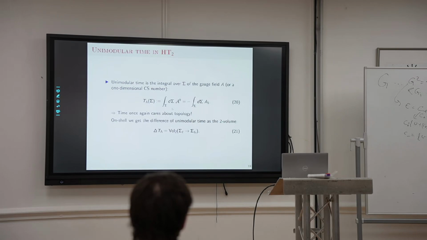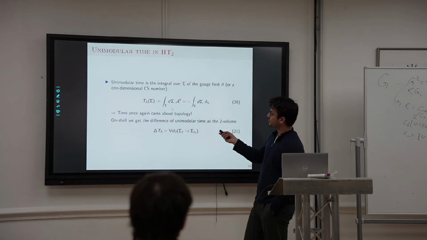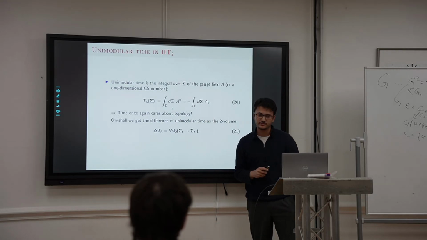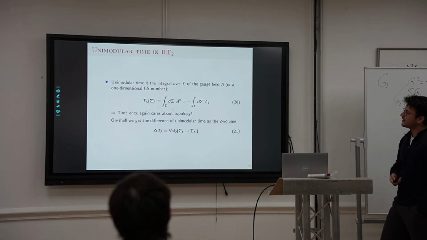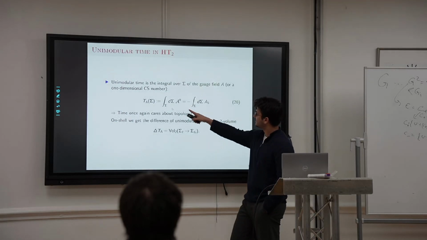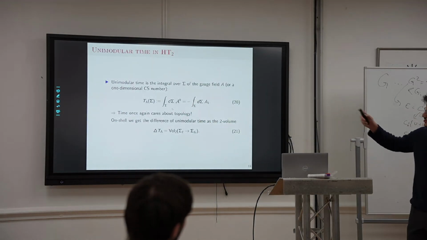So now, what else do we have? Well, we have the unimodular time, and you can just compute it. It's the zeroth component of T^0, and these sigmas now are one-dimensional slices, and so you basically just get the integral of A. So you can think of it, roughly speaking, as the one-dimensional Chern-Simons number.